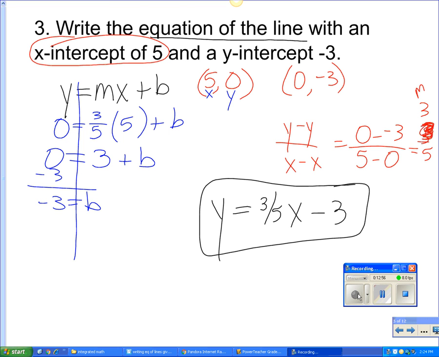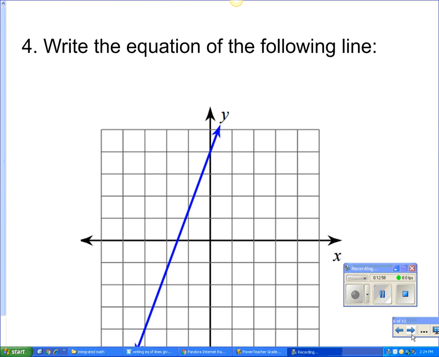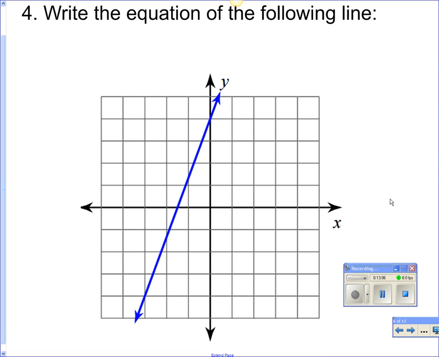Okay. Number 4. Write the equation of the following line. Ethan G, what should I circle? What's important? Good. Equation of a line. Tamara, what should you think of when you see that? Y equals mx plus b. So that's the equation of a line. So I know I'm going to have to use that formula.